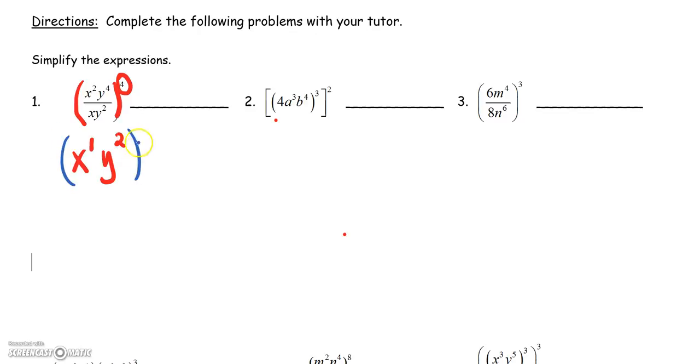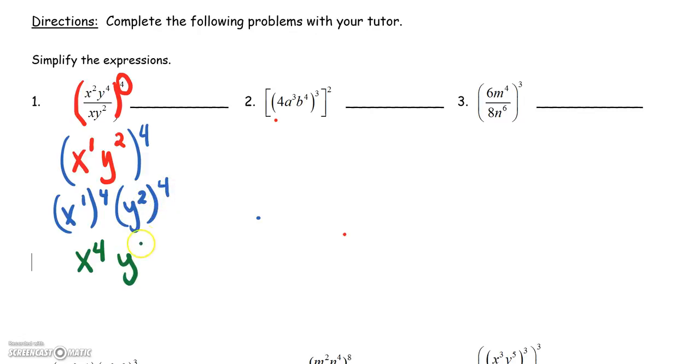Now don't forget, this is all to the fourth, so let's handle that now. We have an expression taken to an exponent. We have exponents taken to exponents. And so we'll take each piece of the expression and take it to the fourth power. So x to the first to the fourth power and y squared to the fourth power. Now we have exponents to exponents, which means we should multiply those exponents together. X to the first to the fourth, 1 times 4 gives us x to the fourth. Y squared to the fourth gives us 2 times 4, which is y to the eighth, and there's our simplified expression.